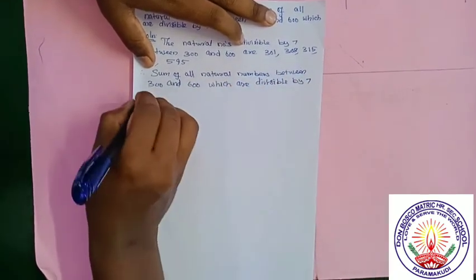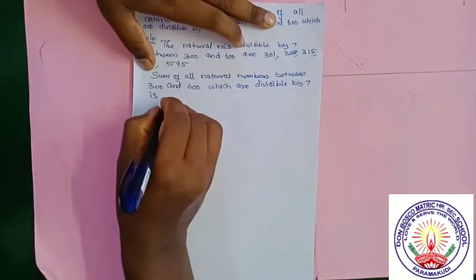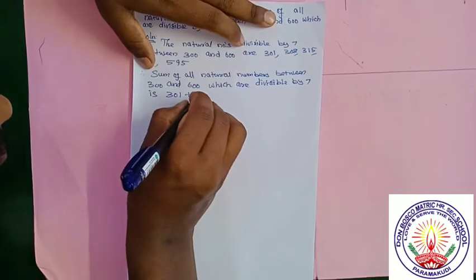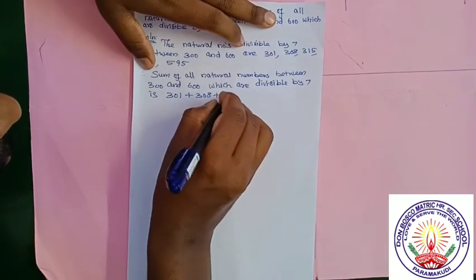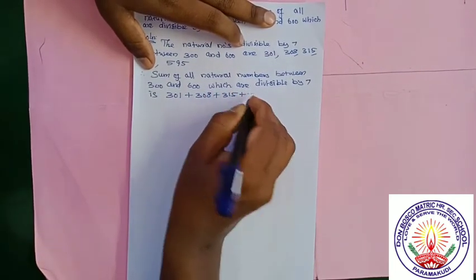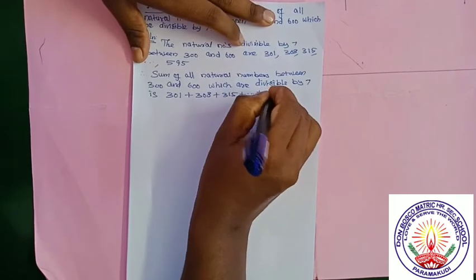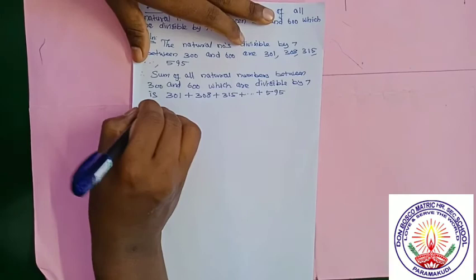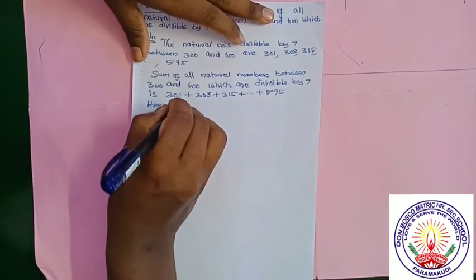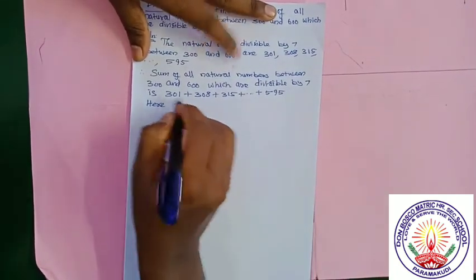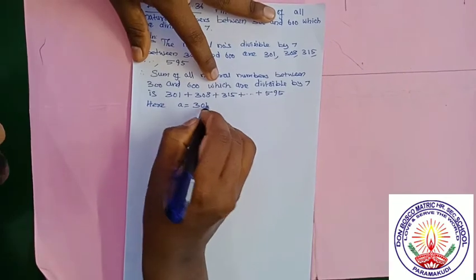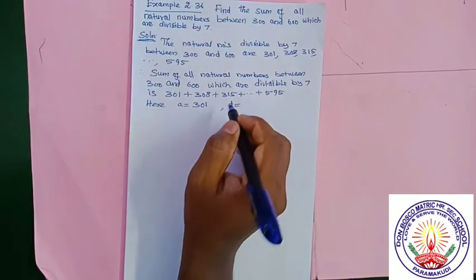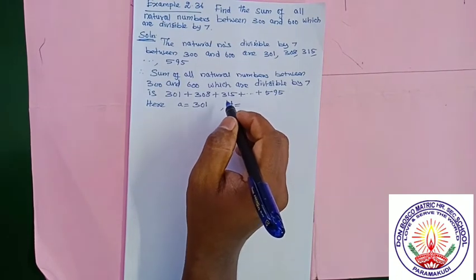So what should we do? We have to write all the numbers as a sum: 301 plus 308 plus 315 plus and so on. The last term is 595. So here we must know what is a. a is the first term. What is the first term? 301. And d. In this model question, d is the divisible number. Which number is dividing? 7.